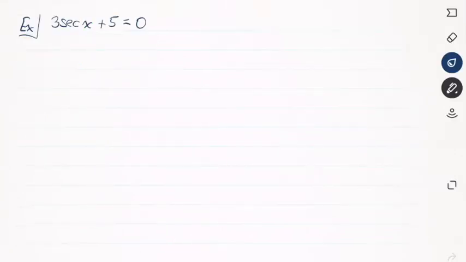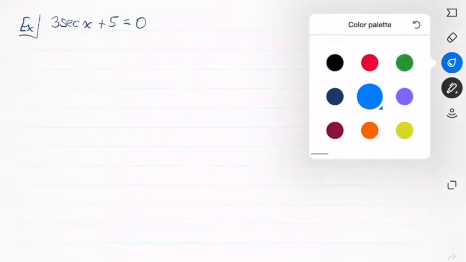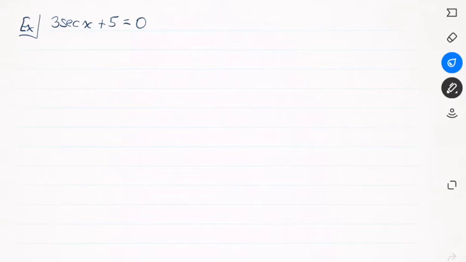So the other option of solving a trig equation, especially in this example, would be using a calculator. It gets a little different, because you have to be really cautious: calculators will just spit out answers and you have to be able to interpret them. Again, we have to get secant, the trig function, by itself. So we'll subtract 5 and divide by 3, and we'll get secant of x is equal to negative 5/3.